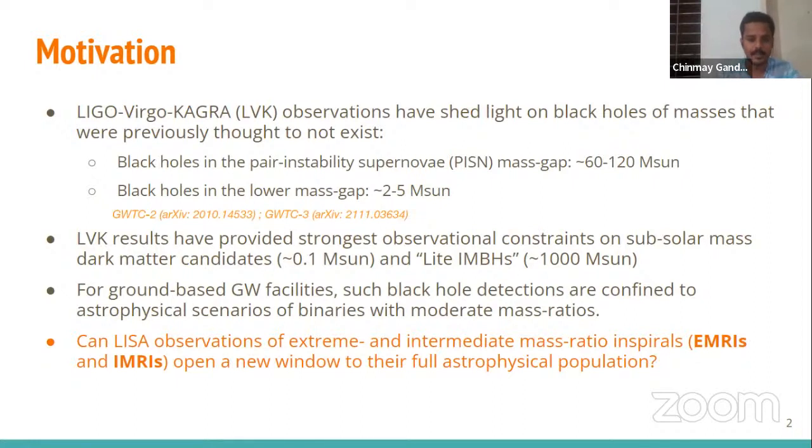However, the ground-based detectors are confined to scenarios where the binaries have comparable mass ratio, where the constituents have comparable mass. So our question is: can LISA observations of these higher mass ratio inspirals, or higher mass ratio binaries, open a window to the full astrophysical population? That's the motivation behind our work.